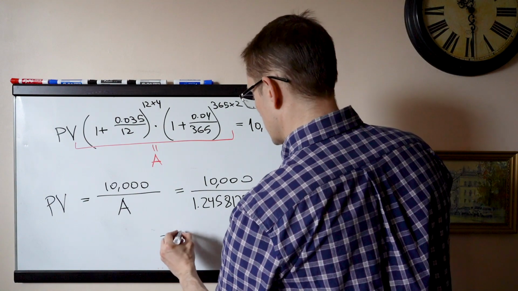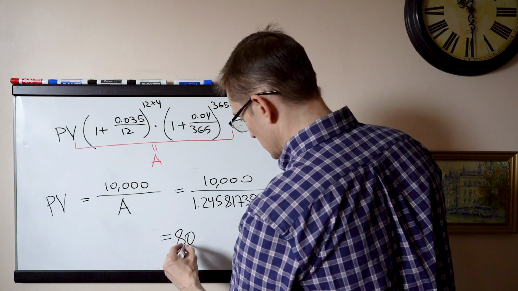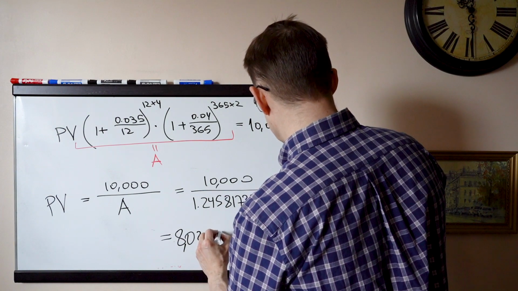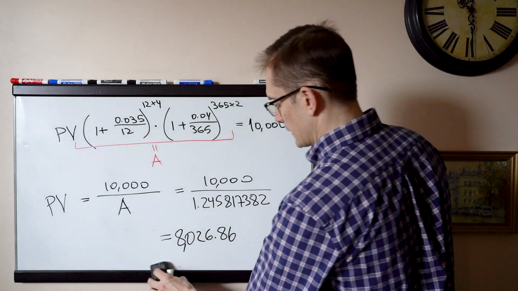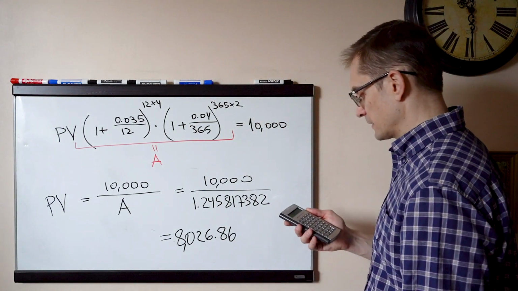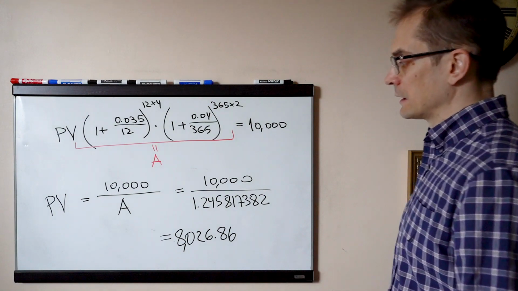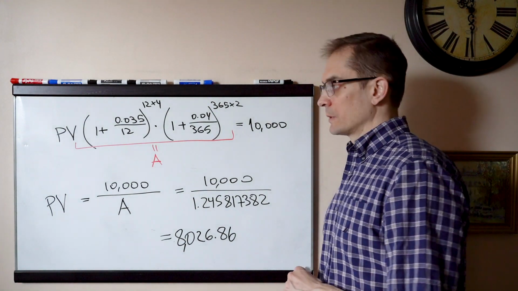And I have 8,026.86. 8,026.86 rounded to 2 decimals. So this is how we will go about solving this problem.